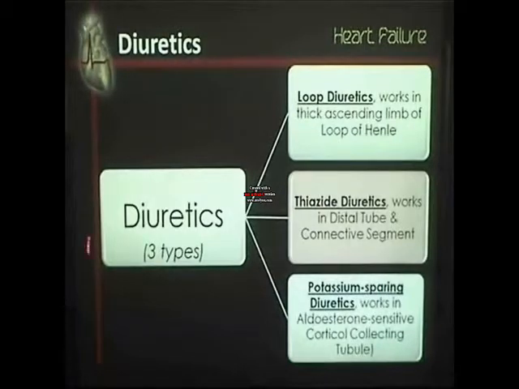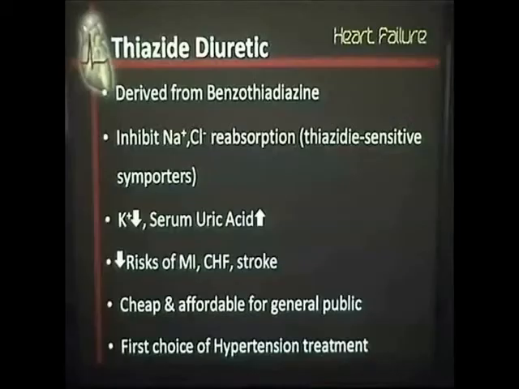Diuretics, there are basically three types: loop diuretics, thiazide diuretics, and potassium-sparing diuretics. Today I will be focusing on thiazide diuretics. Thiazide diuretics work in the distal tubule and the connecting segment of the nephron, which is found in the kidney. Thiazide diuretics are a group of drugs derived from benzothiazide.